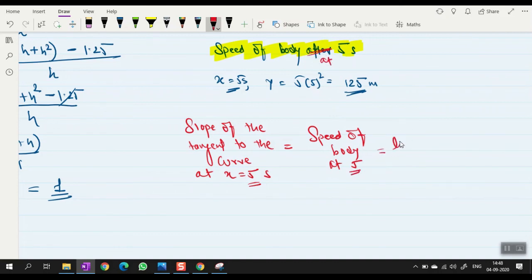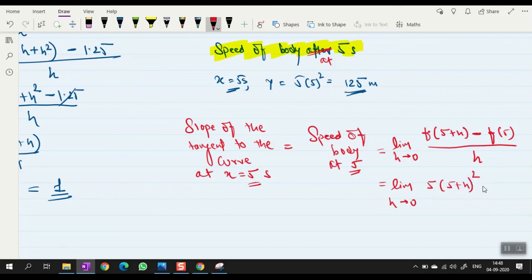Which is equal to limit when h tends to 0 of f of x plus h, now your x is 5, so f of 5 plus h minus f of 5, upon h. In our function's definition, y is equal to 5x square, in the place of x we need to put 5 plus h. So 5 times (5 plus h) the whole square minus f of 5. F of 5 we already know is 125, upon h. Let's solve this.